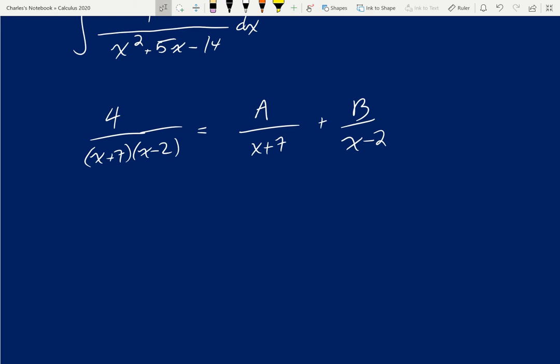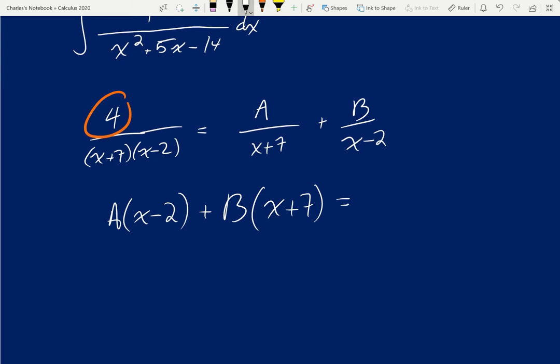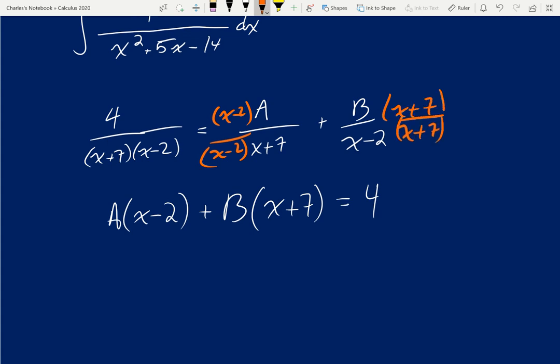And what you would think is, well, I'm going to have to multiply a by x minus 2, and I'm going to have to multiply b by x plus 7. And what I want to get is, when I do those things, I want to get this number here, 4. Okay? And if that part's unclear to you, just think this would be x minus 2 over x minus 2. This would be x plus 7 over x plus 7. It's only going to work if the numerator is the same as the numerator that's in this one right here.